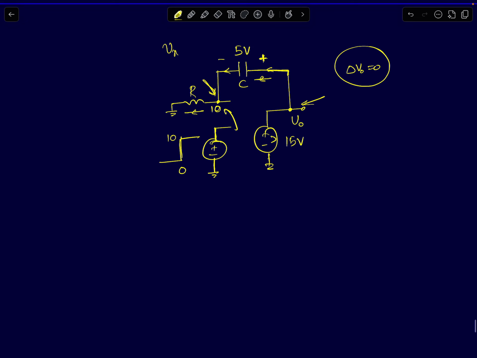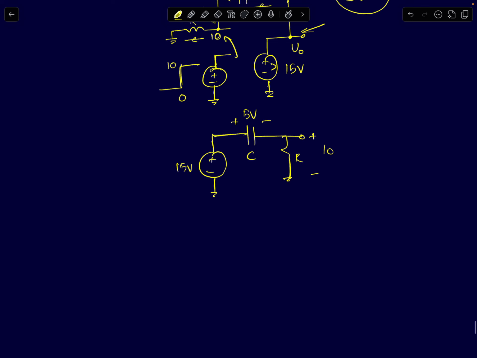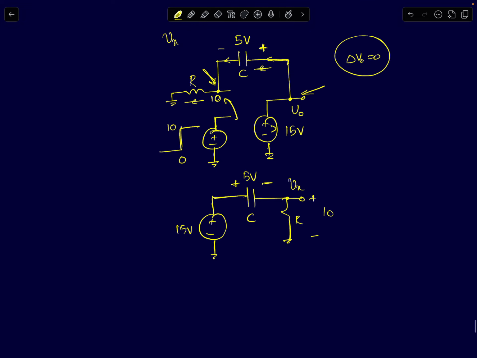From now onwards, it's a simple circuit to analyze. You have a 15 volt source, a capacitor with a 5 volt charge across it initially, and a resistor with 10 volts across it. Now you are supposed to find the node voltage Vx. We will first find that out, and then once you know Vx, you can see what happens to V0 as well.